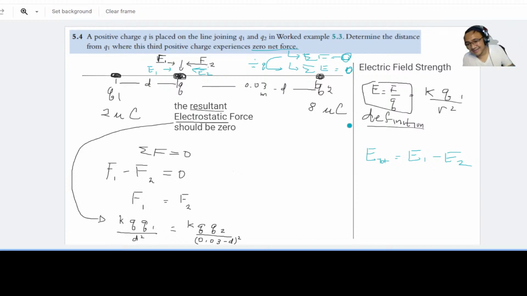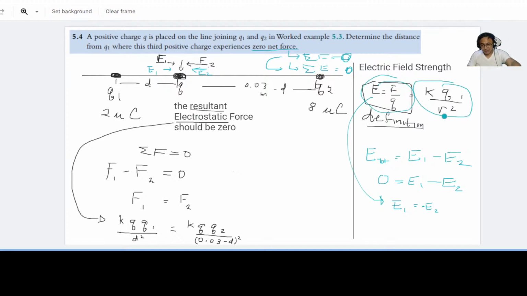Okay. So having said that, either way, it should work. Now, if you do it like this, we know that that's going to be 0 equals E1 minus E2. And therefore, relatively, E1 should be equal to E2, negative. All right. So if you put this in here, you're going to get basically the same thing.